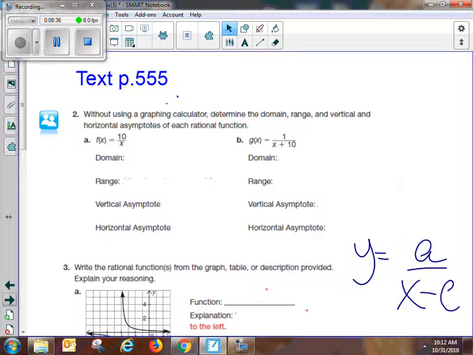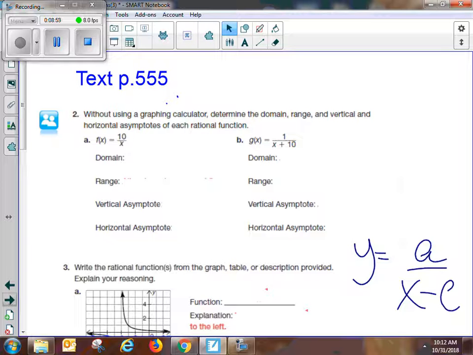Then we're going to start doing some shifts. Given an equation, I'm going to name the domain, range, vertical, and horizontal asymptote. Then, given either a graph or a table or a description, you're going to derive the equation that comes with the problem. Okay, with the little pieces we already know, and you already know a lot.